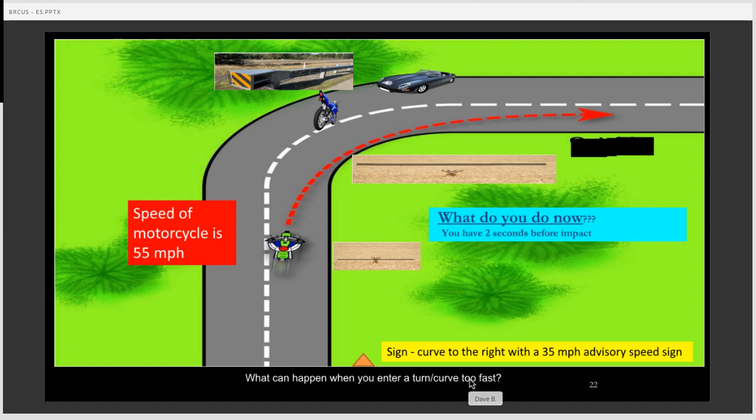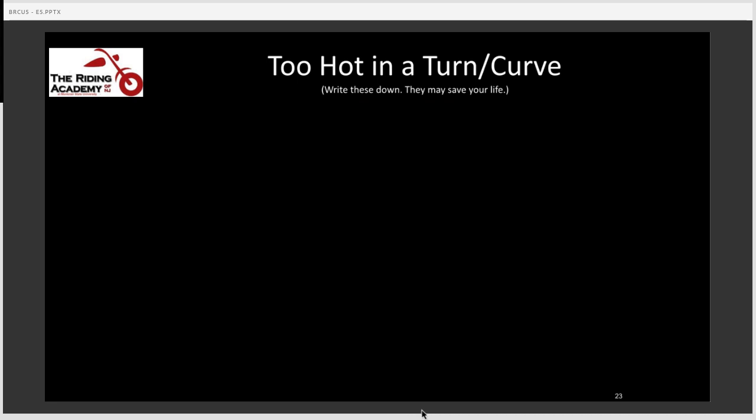Well, there's a couple of things. Let's talk about them on this slide. These are important here. They may save your life. Actually, they will save your life if you find yourself in this situation. So number one, what do you want to do with that throttle?